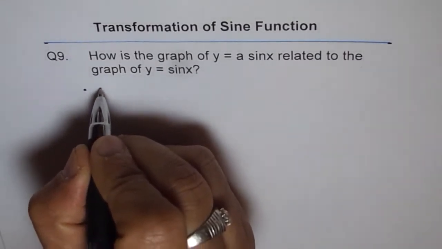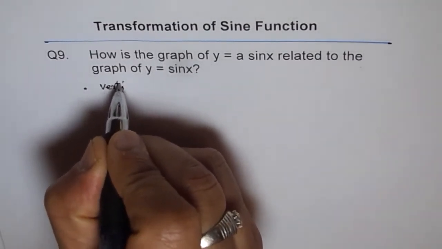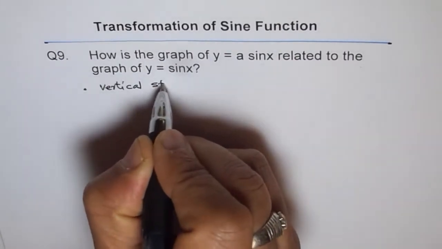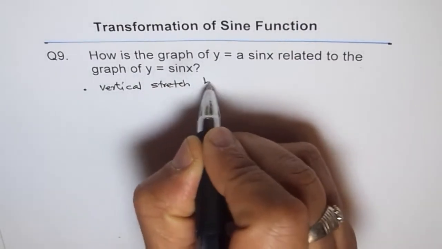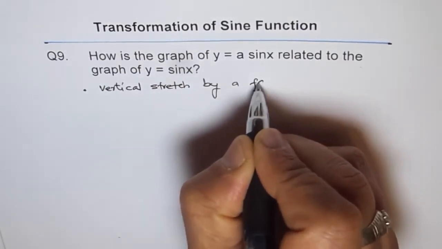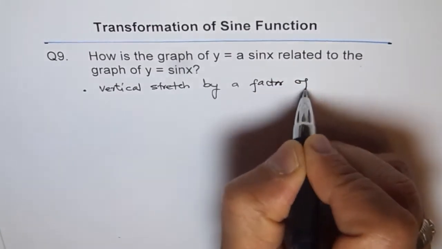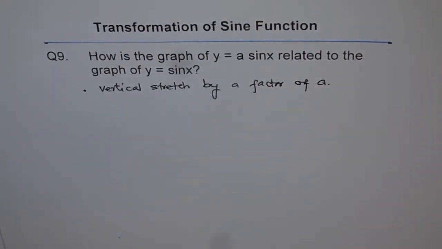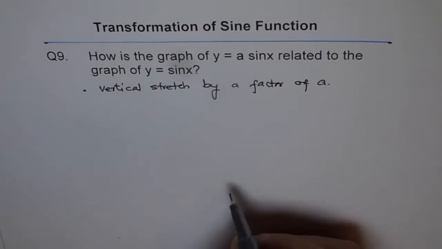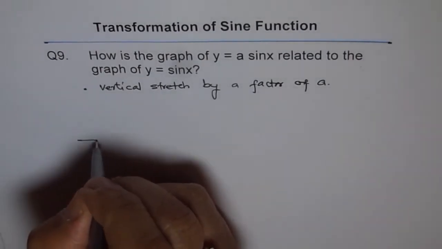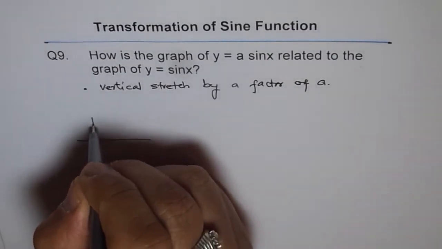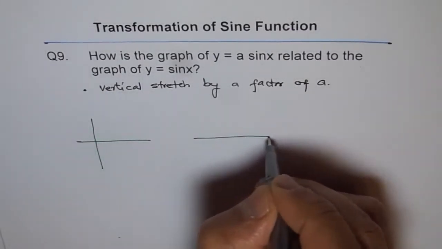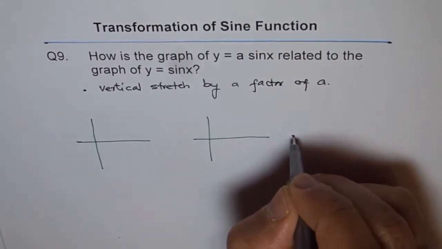So the relation is, let me write it like this, vertical stretch by a factor of a, right? That is a very general statement, but we will see three different scenarios and then really understand what it means. So I will draw three different ways for you to appreciate this meaning.